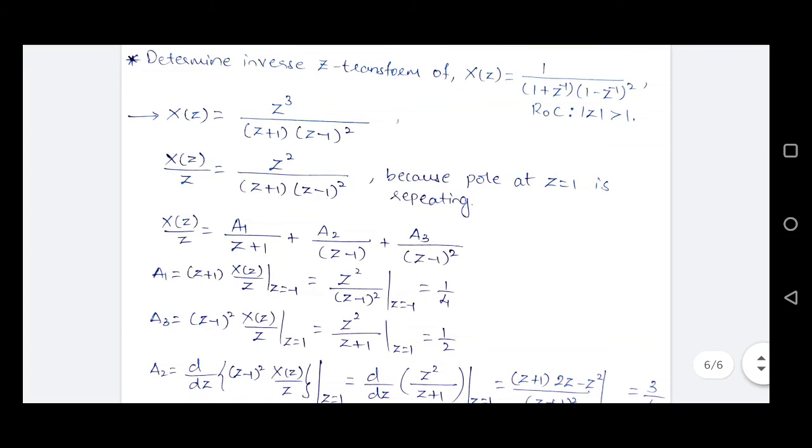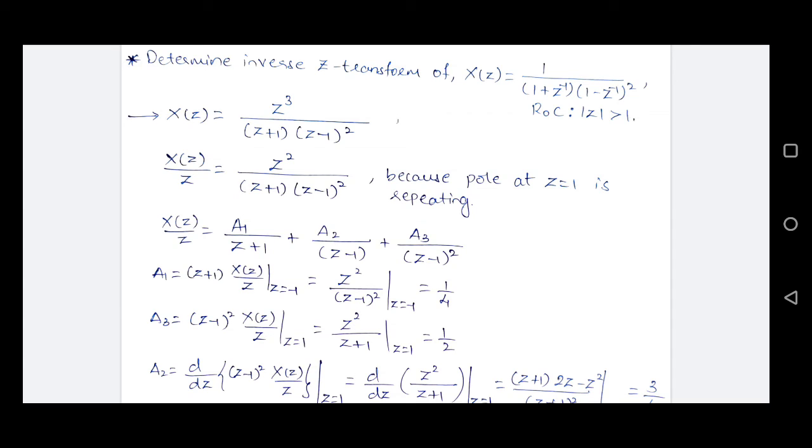The next problem we'll be considering is, we'll obtain the inverse Z transform for the Z transform defined as 1 divided by 1 plus Z inverse multiplied by 1 minus Z inverse whole square, for the region of convergence mod of Z greater than 1. In the given Z transform, one of the poles is repeated. There are two poles, Z equals to minus 1 and Z equals to plus 1, and the pole Z equals to plus 1 is repeated 2 times.